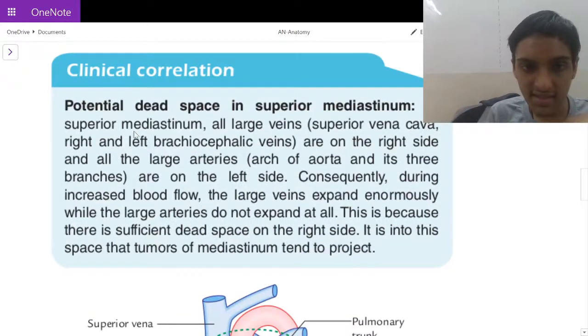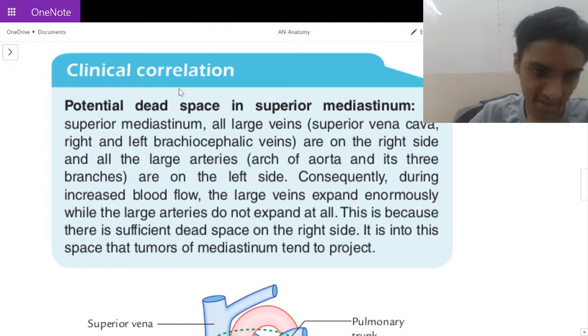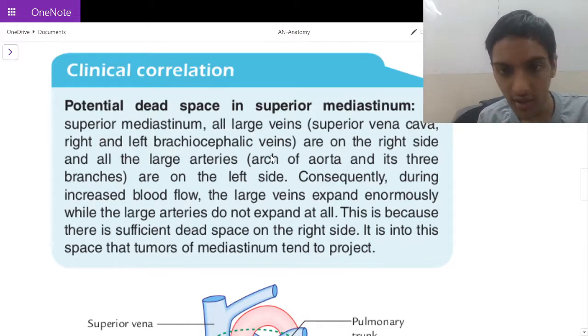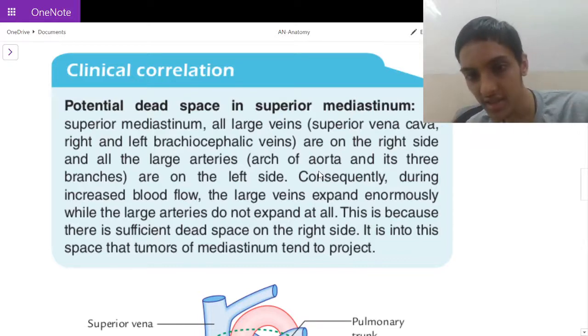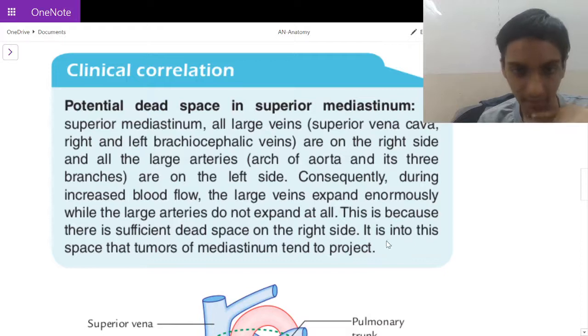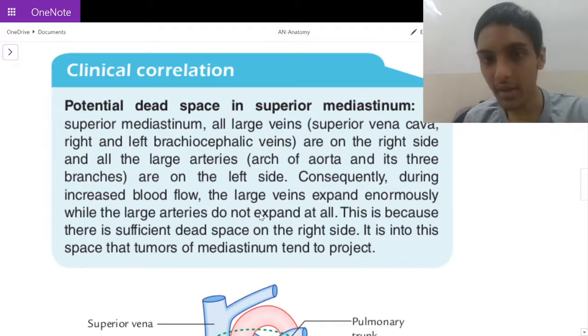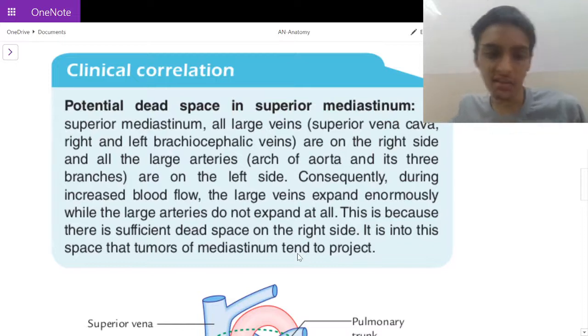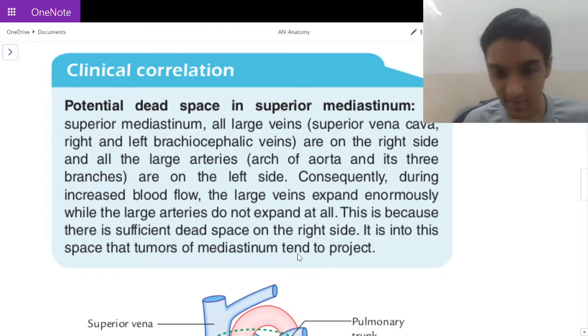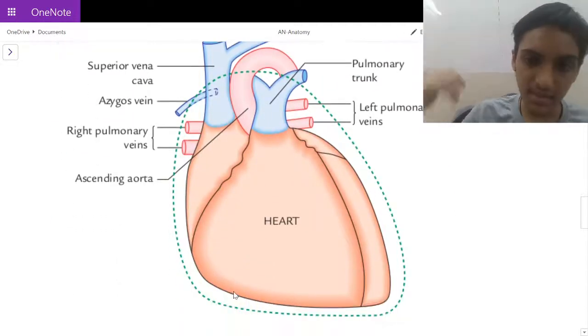Now there will be dead space in the superior mediastinum. Generally dead space is nothing but where gaseous exchange doesn't occur. That is called dead space. See, all the large veins are on the right side, the arteries opposite on the left side. So 3 arteries and 2 veins. When there is increased blood flow, the large veins will expand but not the arteries, because there is dead space on the right side. Due to the presence of dead space, the veins will expand more than the arteries, and there can be presence of tumors also.